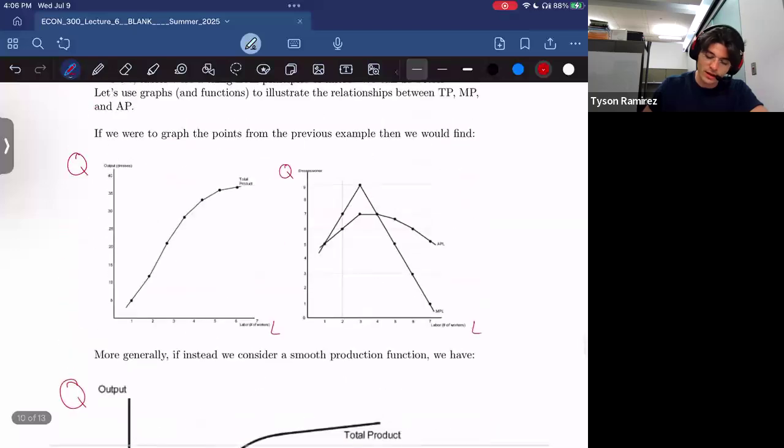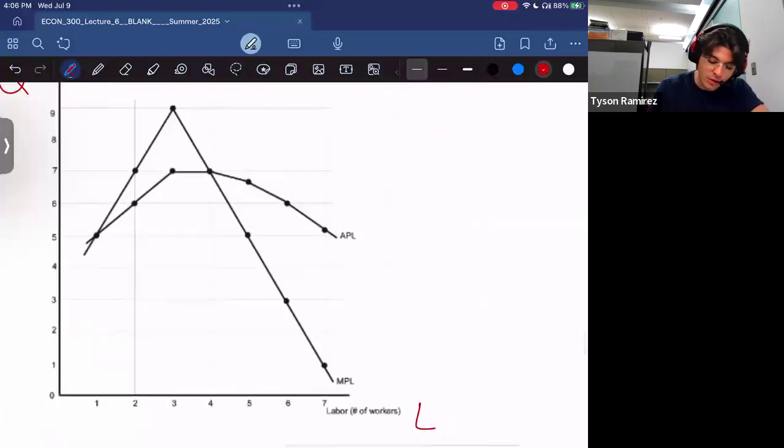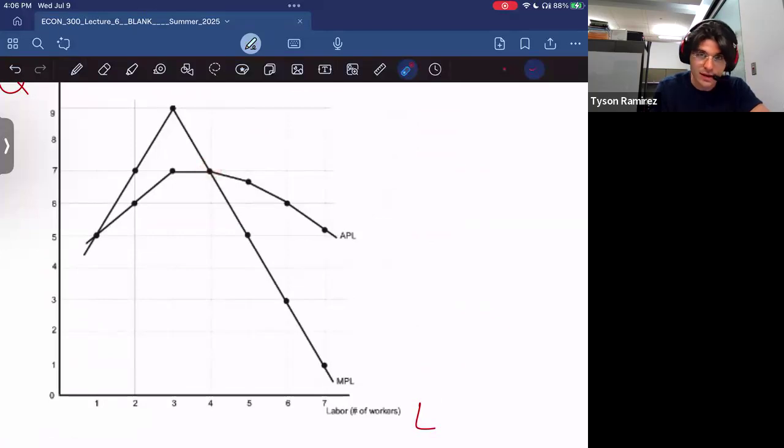Let's go back here. Remember, I made a note that they do cross, all right? That the MPL and the APL, these two curves, the marginal product of labor and the average product of labor, they do cross. What do you notice about the point where they cross? This is when average product of labor is the highest, all right?